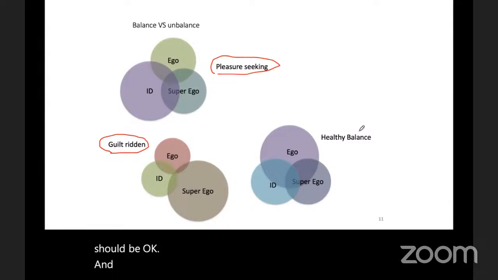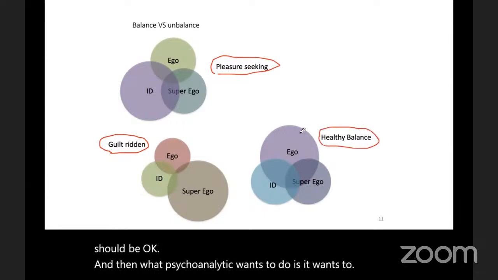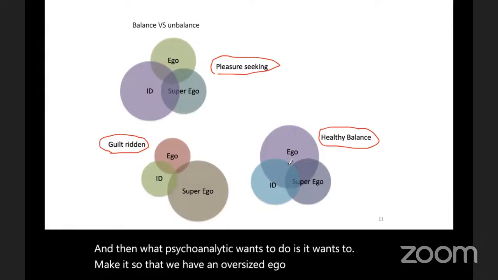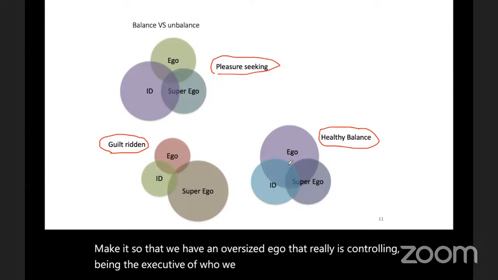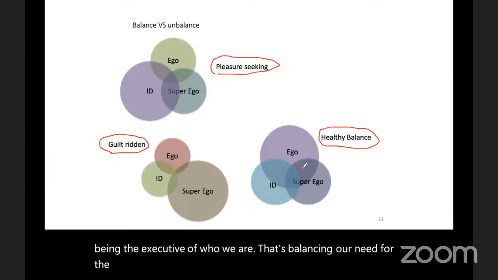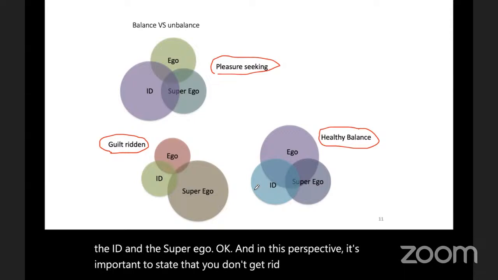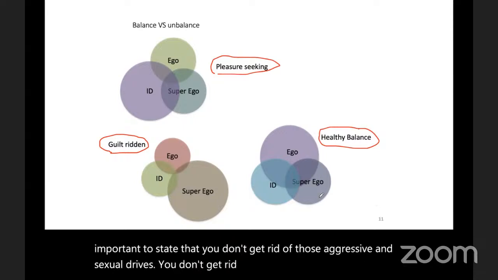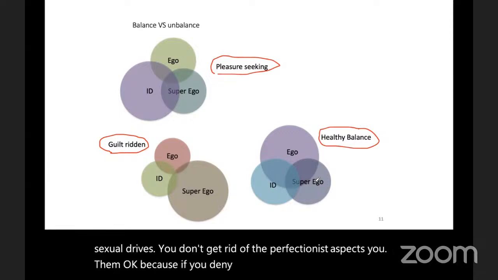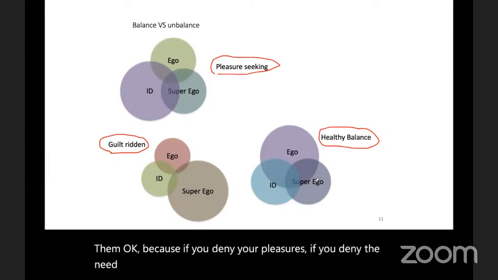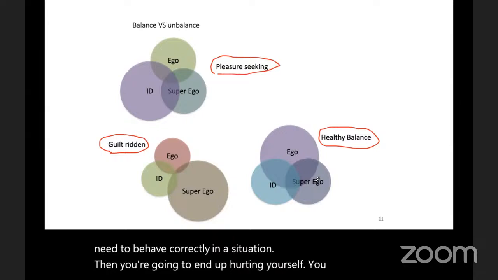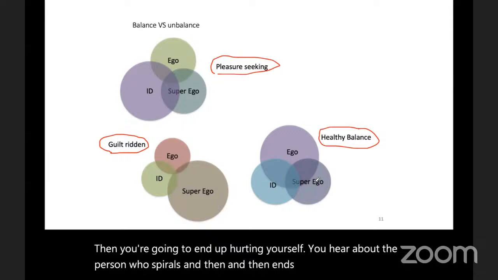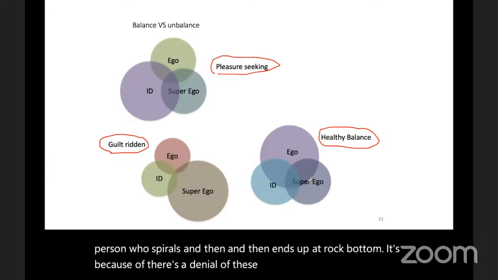Okay. And then what psychoanalysis wants to do is make it so that we have an oversized ego that is controlling, being the executive of who we are, balancing our need for the id and the super ego. And in this perspective, it's important to state that you don't get rid of those aggressive and sexual drives. You don't get rid of the perfectionist aspects. You balance them, okay? Because if you deny your pleasures, if you deny the need to behave correctly in a situation, then you're going to end up hurting yourself. You hear about the person who spirals and then ends up at rock bottom. It's because there's a denial of these different aspects of the self. Okay.